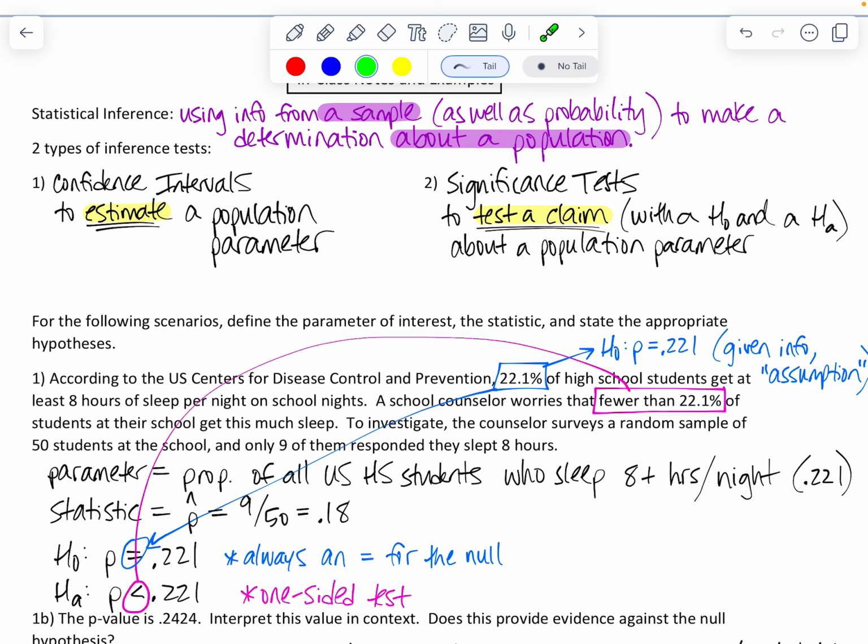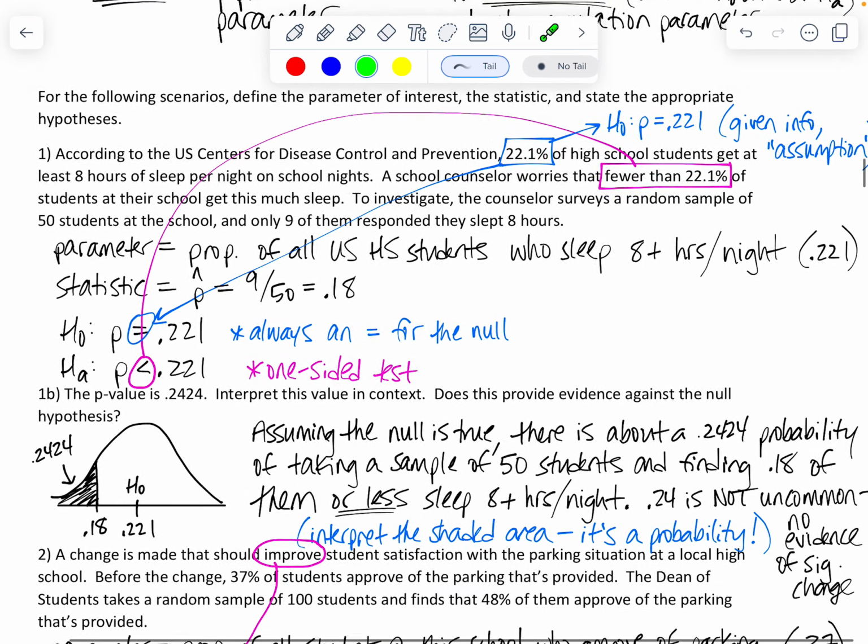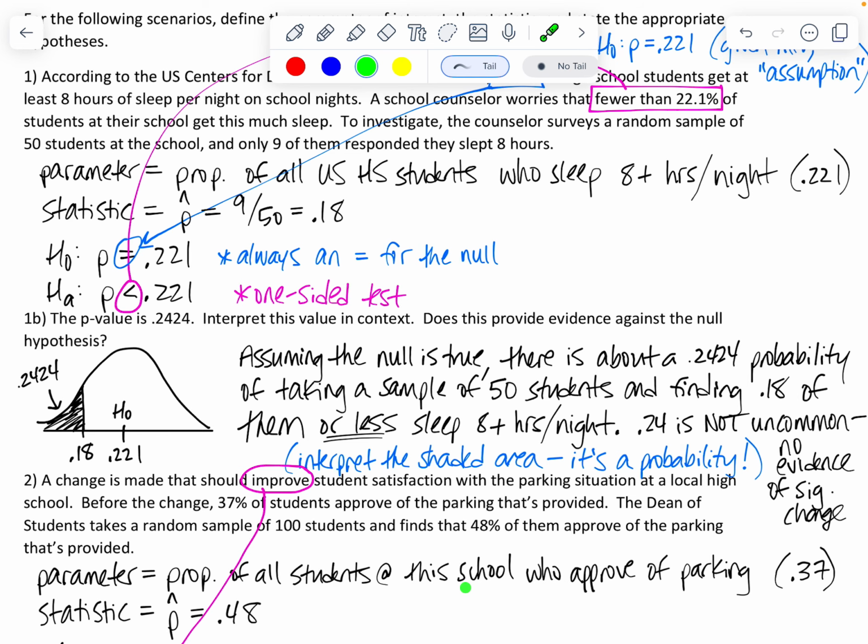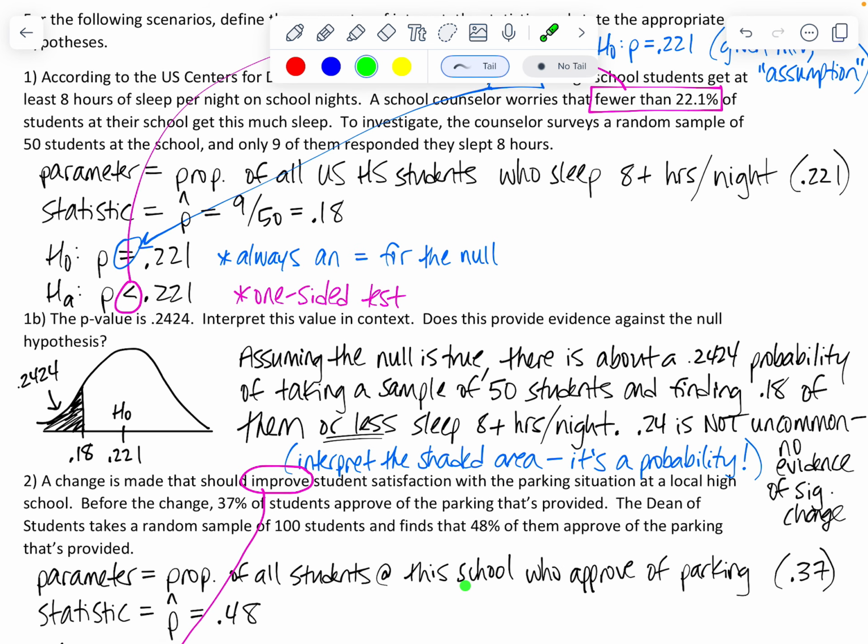Let's look at letter 1B because this is an extremely important vocab word, p-value. You wrote that down in your reading guide, and the p-value is 0.2424. Interpret this value in context. Okay, don't go crazy with copying this down and then don't listen to me, okay? I need you to hear this. What does the p-value tell us? So notice that I drew a little normal curve here, and yes, normal is one of the conditions we're going to be testing for. Okay, but notice that I put my null hypothesis number, the assumption, the number that we were told or assuming to be true. That's the number that we center our bell curve on, okay?